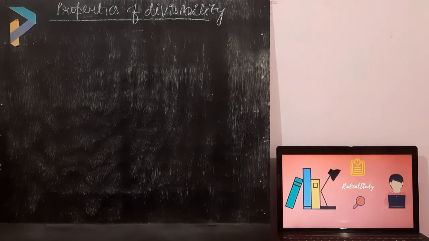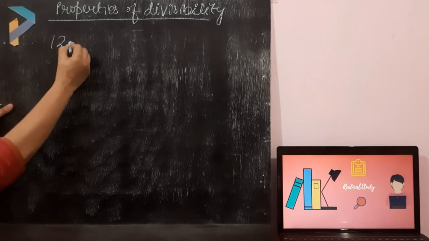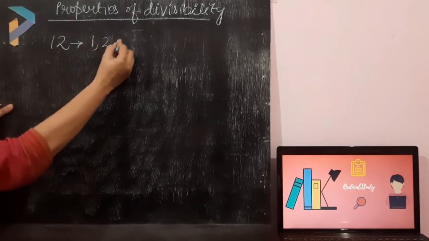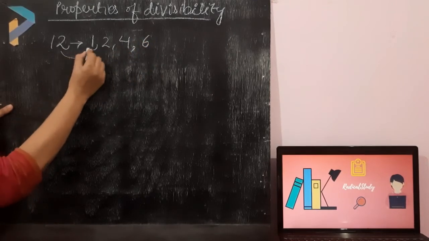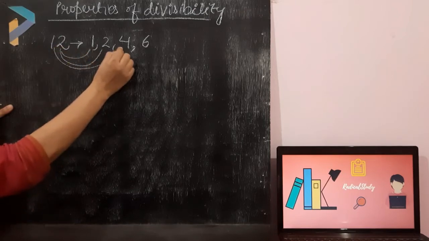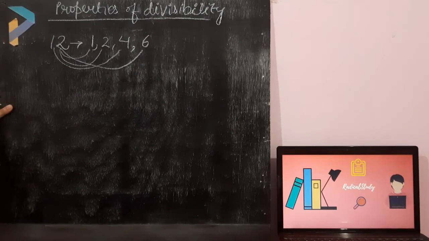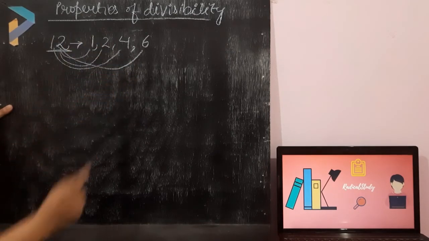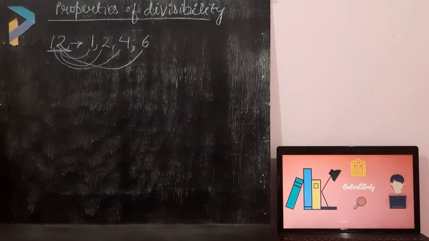So the first property is, if a number is divisible by another number, it must be divisible by each of the factors of its number. Like the factors of 12 are 1, 2, 4 and 6. So 12 is divisible by 1 also, 12 is divisible by 2 also, and 12 is divisible by 4 also, and 12 is divisible by 6 also. So 12 is divisible by all its factors. So this is the first property, that if a number is divisible by another number, it must be divisible by each of the factors of that number.